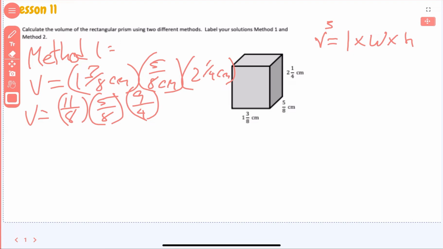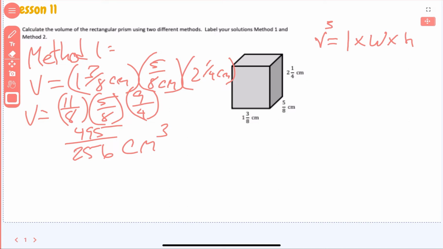So now we can multiply. Just multiply across the top and across the bottom. Well, what's 8 times 8 times 4? You might need a calculator. That would be 256. Now, what's 45 times 11? 495 centimeters cubed. Okay? Now we can divide that and figure out as a mixed number.